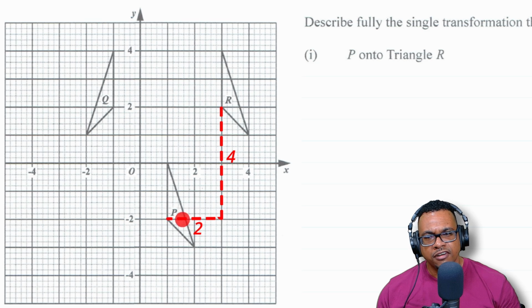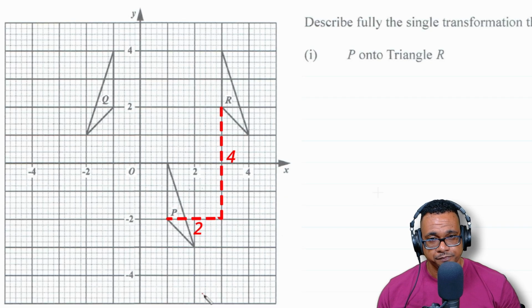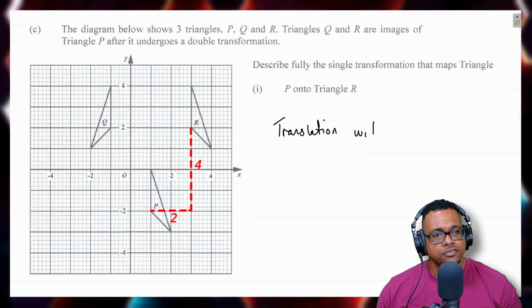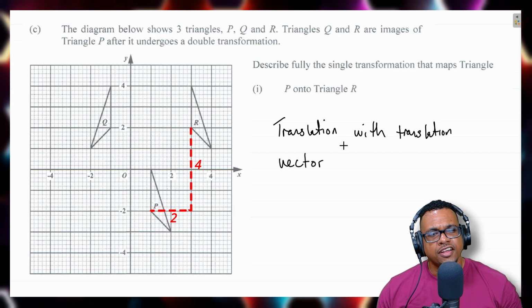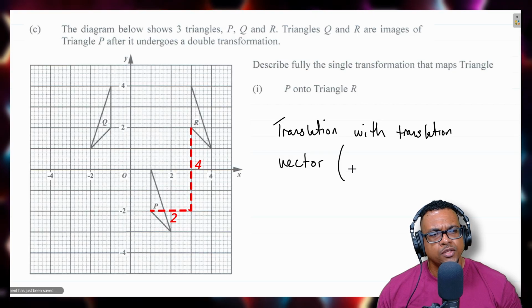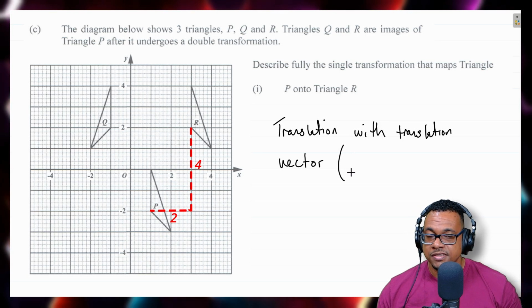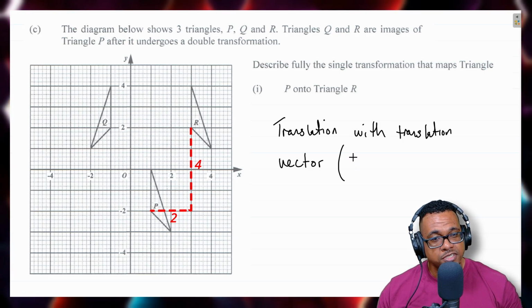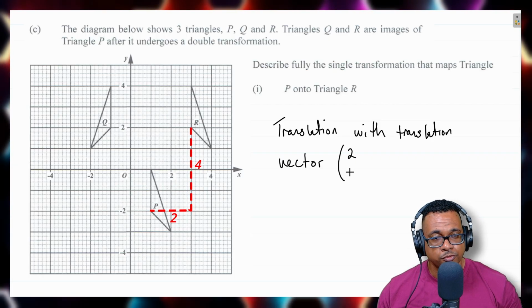So we know going to the right horizontally is a positive number. If you was going to the left horizontally, that will be negative. And going up is positive for the y. If I was going down, that would be negative for the y. So my answer here would be a translation with translation vector. And the translation vector, I place the x component at the top and the y component at the bottom. Now the x component is the horizontal shift and the y component is the vertical shift. As we said, the horizontal shift was positive 2. And the vertical shift was going up by 4, which would be positive 4.